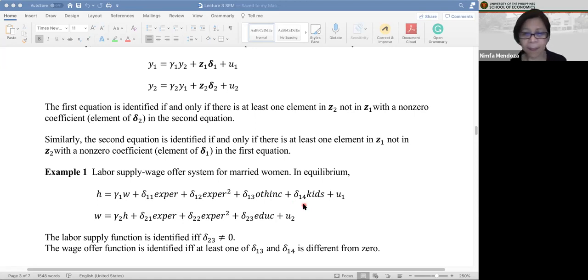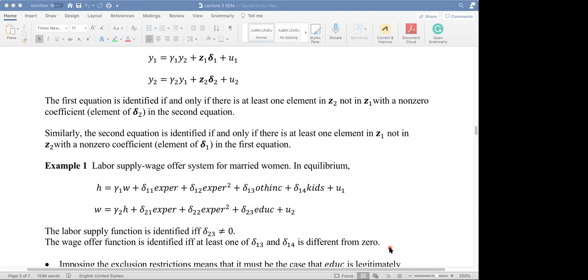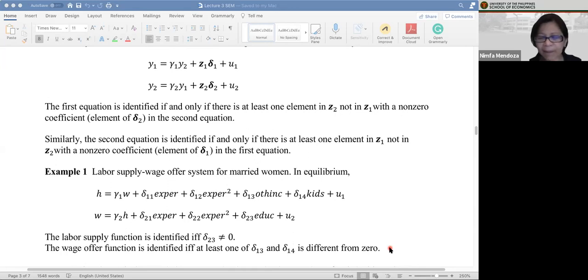other income or kids have non-zero coefficient, or it can be both having non-zero coefficients, in the first equation. Okay. Is that clear? Yes. So note that the reasoning is very similar to what we had for instrumental variables.